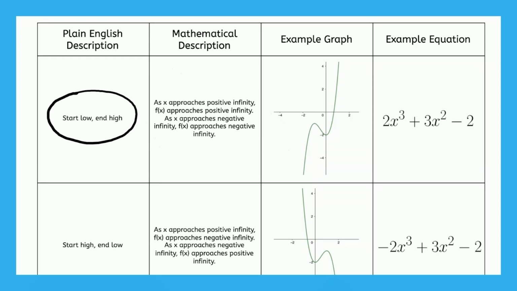Now you will see many other examples of graphs that start low and end high like this one, but in the middle, there's a lot more going on. Sometimes the graph will go up and down multiple times, and what determines that behavior in the middle is the equation. So what if we only have the equation? How can we determine the end behavior?